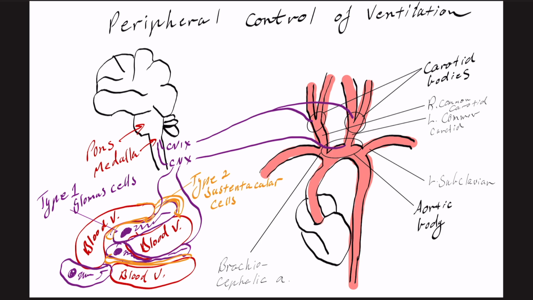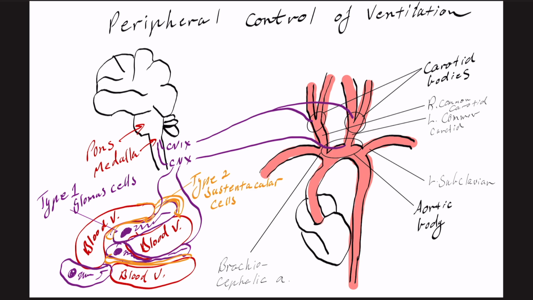The peripheral chemoreceptors, when they're stimulated or activated by whatever stimulus, and that's usually high PCO2, low oxygen, or decreased pH, block potassium currents and cause membrane depolarization. And this leads to voltage-gated calcium channels opening, and the influx of calcium provokes exocytosis of neurotransmitters.